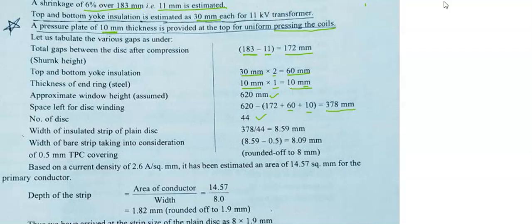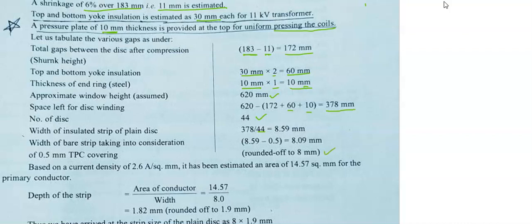Now what is the width of the insulated strip for plain disc? We'll see 378, which is the total available winding, divided by 44 total number of discs. If you calculate, we get 8.59 with insulation. For the width of the bare strip, taking into consideration the 0.5 mm thickness covering, we have to remove it. We'll get the exact size: 8.59 minus 0.5, we get 8.09 mm, rounded off to 8 mm.